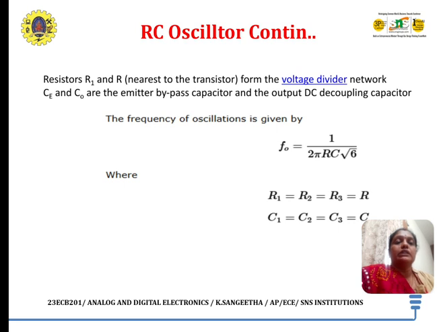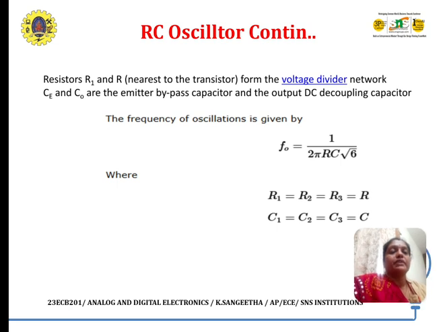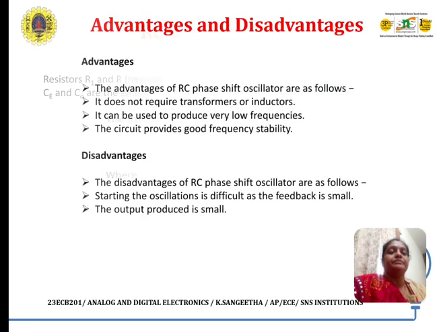The frequency of oscillation is f equal to 1 by 2 pi RC root 6, where the 3 resistor values are the same, that is R1 is equal to R2 is equal to R3 is equal to R, and C1 is equal to C2 is equal to C3 is equal to C. So these components, R and C, determine the frequency of the RC oscillator.